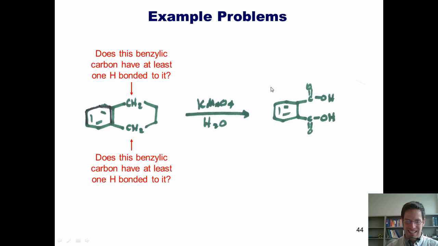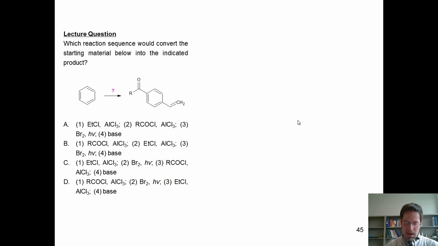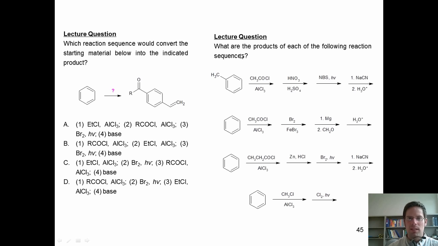Thus, the product that I get is dibenzoic acid, shown here. With this background laid, we're now prepared to address these cool lecture questions. Which reaction sequence would convert the starting material shown here to the indicated product? What are the products of each of the following reaction sequences? Which I made up, just to torture you.